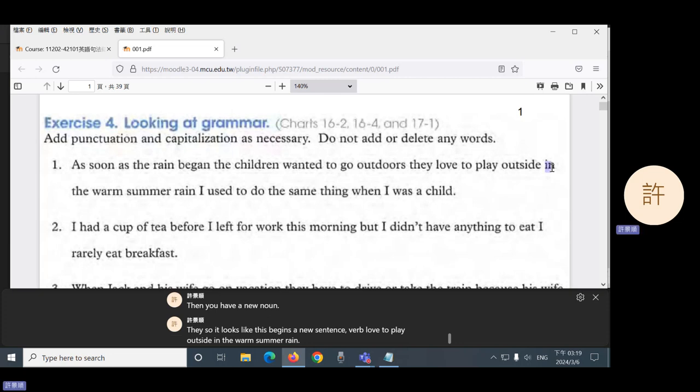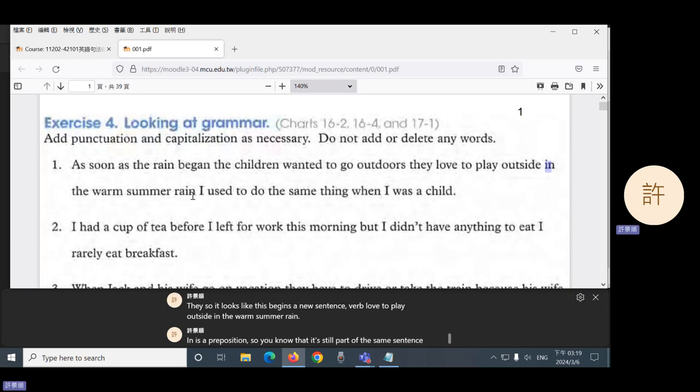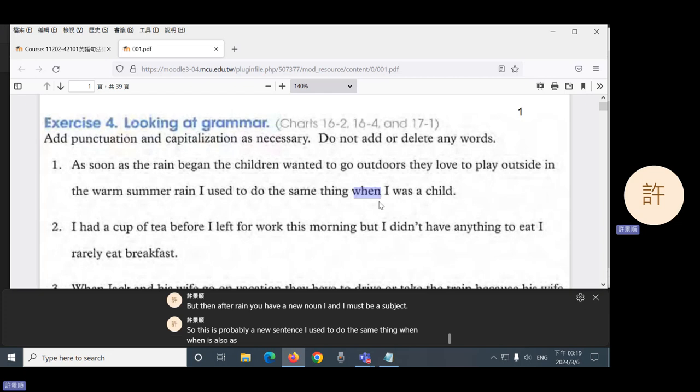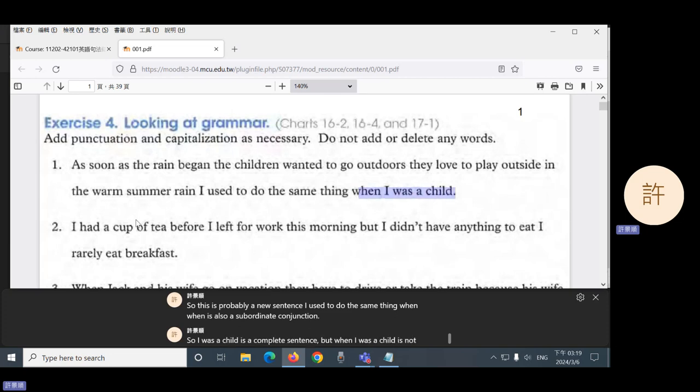In is a preposition, so you know that it's still part of the same sentence. But then after rain, you have a new noun, I, and I must be a subject. So this is probably a new sentence. I used to do the same thing when. When is also a subordinate conjunction. So I was a child is a complete sentence, but when I was a child is not a complete sentence.